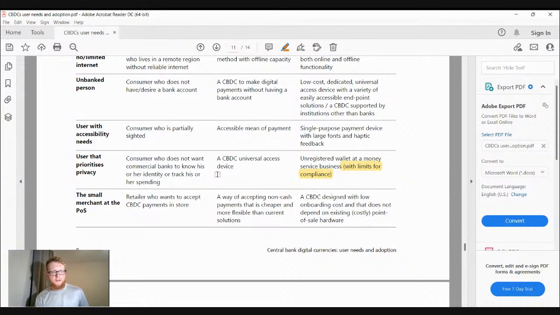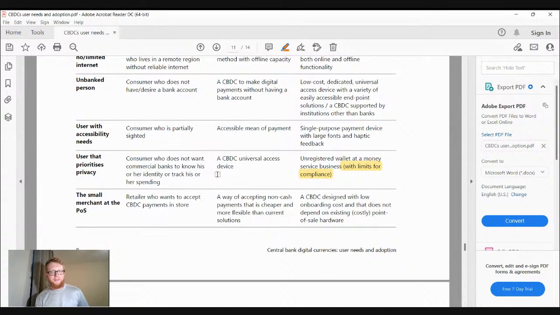From this specific perspective. And so basically, again, they say how to remedy this would be a universal access device, and then an unregistered wallet at a money service business. So basically having some form of anonymity, right? Or however you pronounce it. Basically being anonymous.